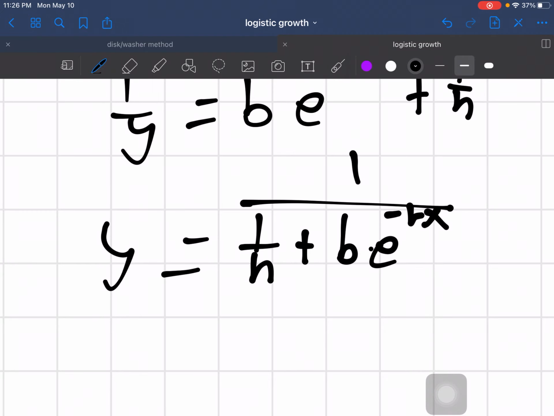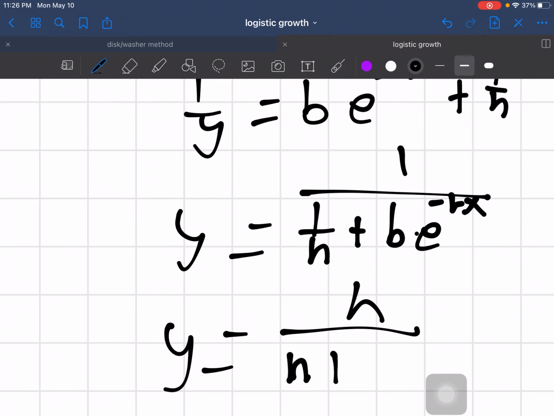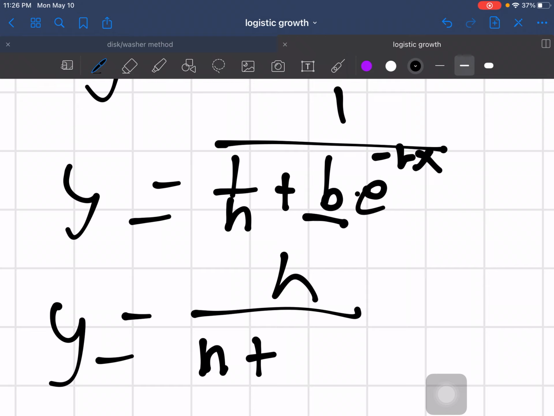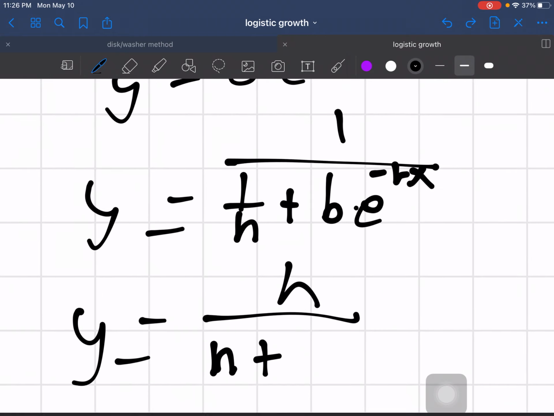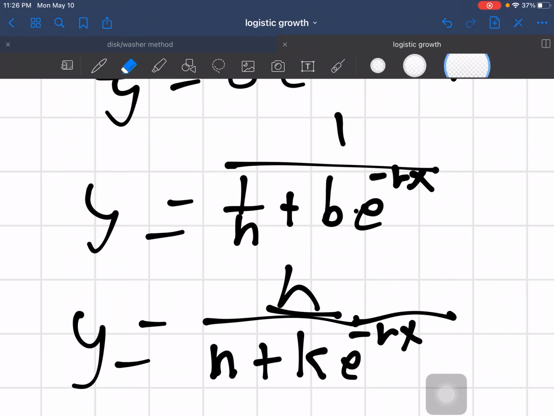And let's clean it up by just multiplying the numerator and denominator by n, we get y is equal to n over n plus n multiplied by b, which is another constant, so let's replace it with k. So k e to the power of negative rx, where n is the limiting factor, k is a constant, and r is another constant.